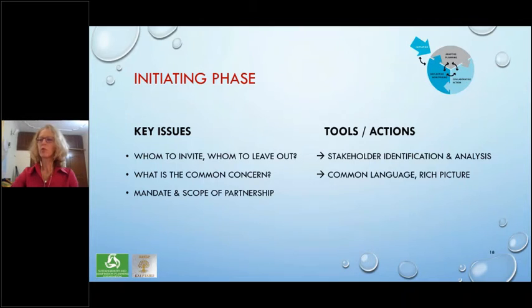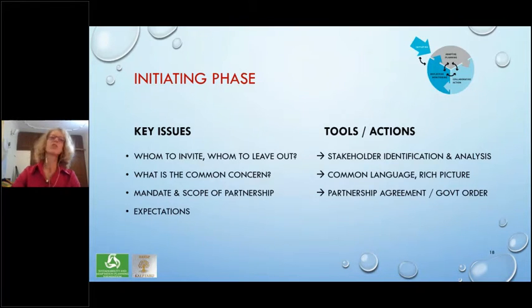Then coming to a more formal part, other issues that we need to address in the initiation phase are mandate and scope of the partnership, which could be laid down in a partnership agreement signed by all the partners, or if, for example, the government is chairing or initiating this partnership, a government order could be issued to address the mandate and scope of the partnership so that everybody has clarity. And expectations of partners about their time investments, the resources that are expected from them, or meetings and the level of engagement, the seniority of the people that they need to be represented by, and so forth, could be laid down as ground rules at the beginning of your partnership.